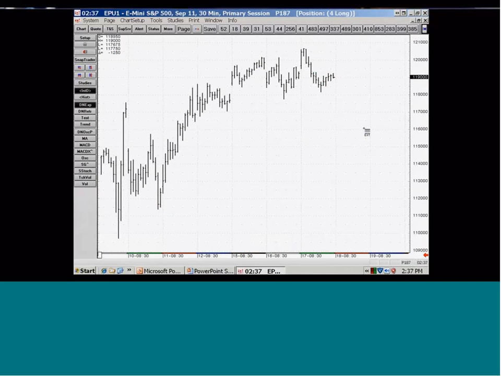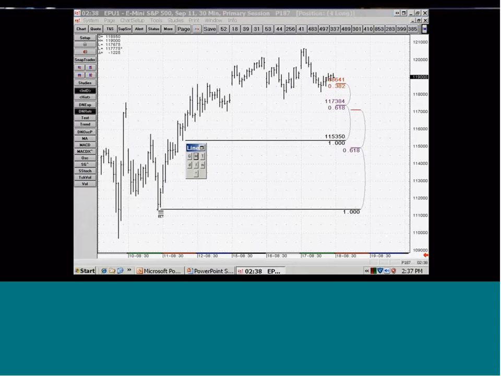This is a picture of a 30-minute E-mini, a pit session only. I'm going to show you exactly what I would do for my trading tonight. Focus number, pull it back. Here is a fairly prominent reaction low. Okay, reaction low here, reaction low here, reaction low here.